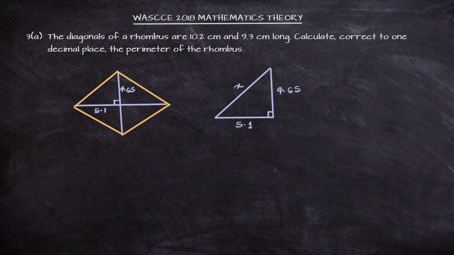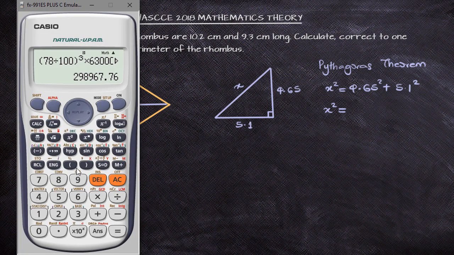But let's call the hypotenuse x. We can use Pythagoras theorem to find the value of x. You know that that's the hypotenuse square, and it will be the square of the opposite plus the square of the adjacent, so that our h square will be 4.65 square plus 5.1 square, which is 47.6325.